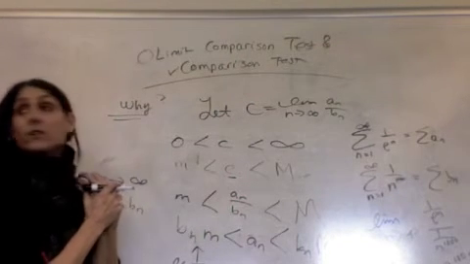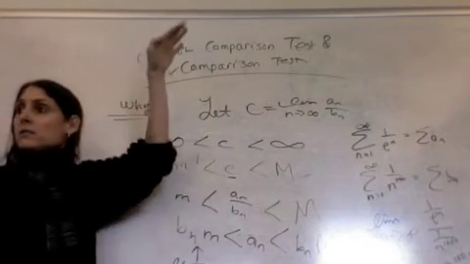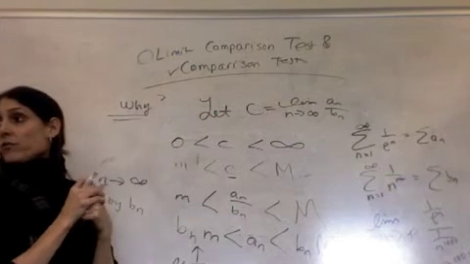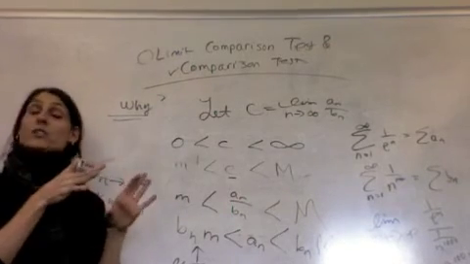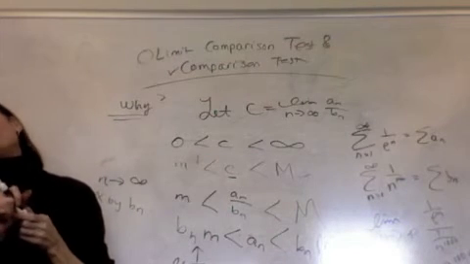So if you get 0 or infinity, then they're too far apart. So what does that conclude? You can't use the test if you get 0 or infinity. It's inconclusive, just like the divergence test, if you get 0, it's inconclusive. It's like comparing apples to oranges.